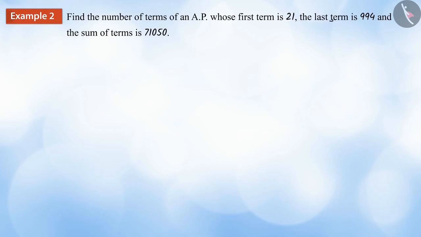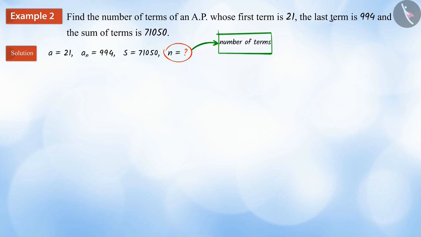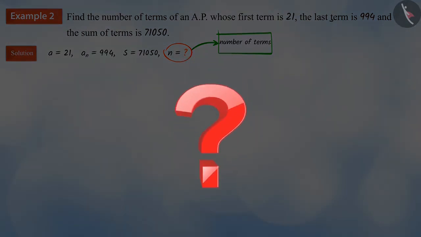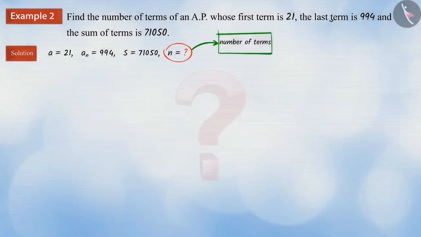Find the number of terms of an arithmetic progression whose first term is 21 and the last term is 994 and the sum of terms is 71,050. As per the question, the first term of the arithmetic progression is a, the last term is an, and the sum of all the terms of the arithmetic progression is s, with the help of which we have to find the total number of terms n of the arithmetic progression.